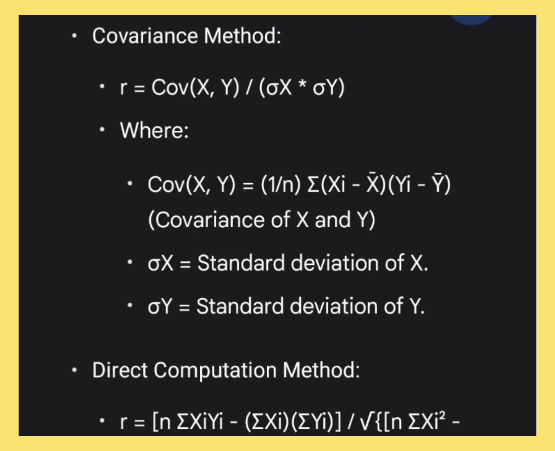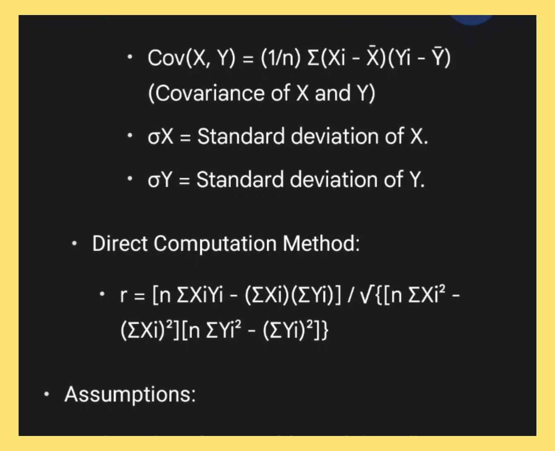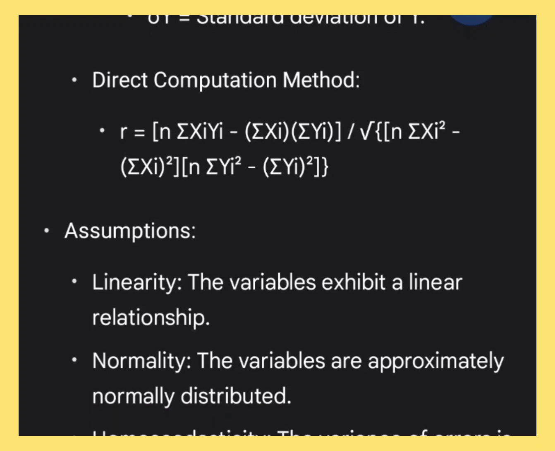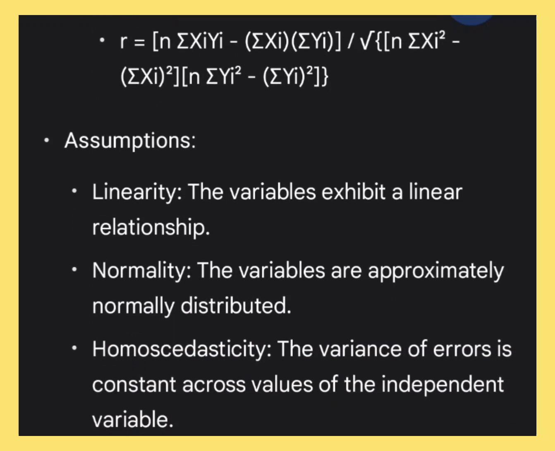Direct computation method. r equals n times the sum of xy minus the sum of x times the sum of y, divided by the square root of n times the sum of x squared minus the square of the sum of x, times n times the sum of y squared minus the square of the sum of y.